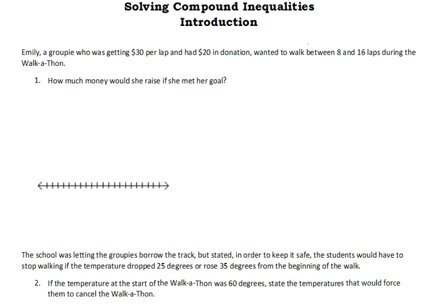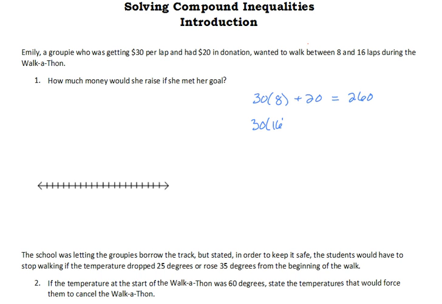Okay, last intro of this chapter says Emily, a groupie who was getting $30 per lap and had $20 in donations, wanted to walk between 8 and 16 laps during the walkathon. So the question was, how much money would she raise if she met her goal? Well, we have two different pieces of information we have to find out. If she walks her eight laps, she has $30 per those 8 laps, plus the $20 in donations. So she's going to receive 240 plus 20, which is $260.